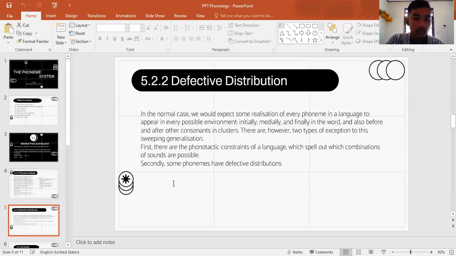And then phonemes with defective distribution like these are relatively rare. Sometimes their defectiveness follows from their historical development and is derived historically from a sequence of nk or ng, where the nasal assimilated to the place of articulation of the following consonant.